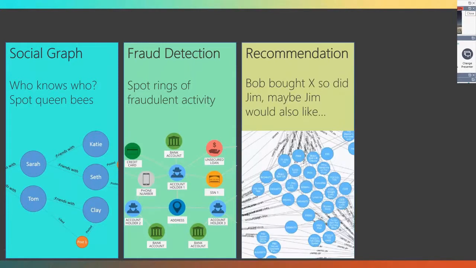The obvious use case is recommendation. Bob bought a product, so did Jim. Maybe Jim would also like those products that Bob bought. A very simple recommendation engine.